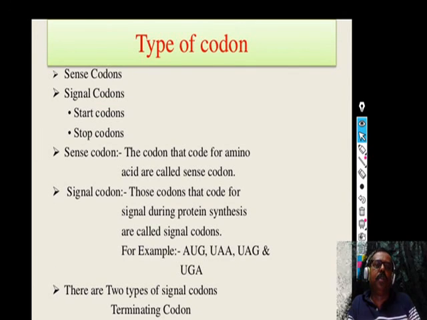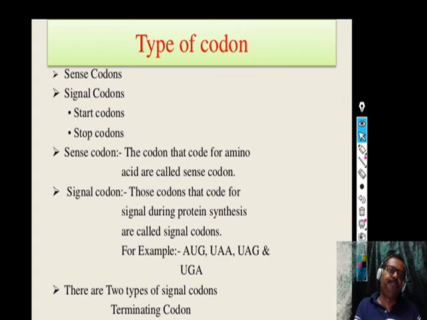Now, types of codon. We can classify the codons mainly into 2 types. One is sense codon and the other is signal codon. So what are sense codons? Sense codons are those codons which code for the amino acids. And signal codons are of 2 types. One is start and another is stop. For start codons, generally methionine is the starting amino acid, and it is coded by AUG. So AUG is generally termed as the start codon.